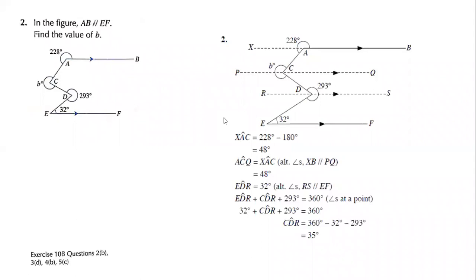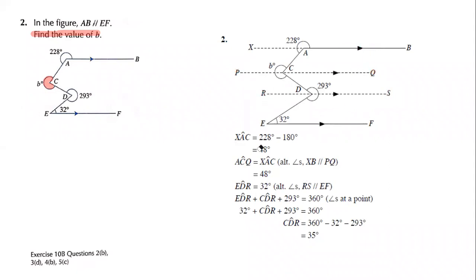So this is another question, and in this question, we are asked to find the value of B. This is a figure given in which we need to find this whole angle here. So the first step that we have done is we created two lines, PQ and RS, and these two lines are actually parallel to this line here and this line here.